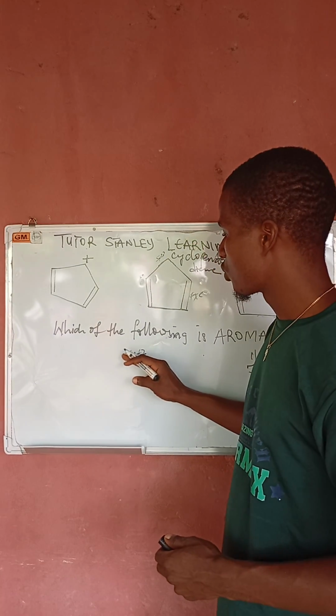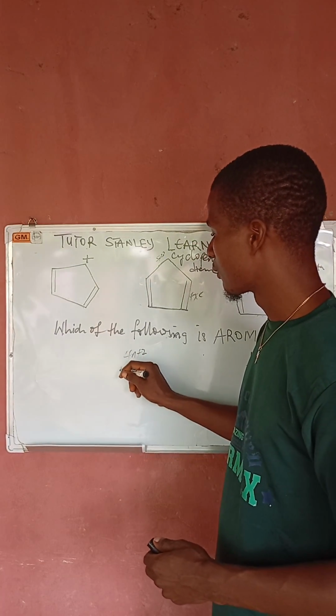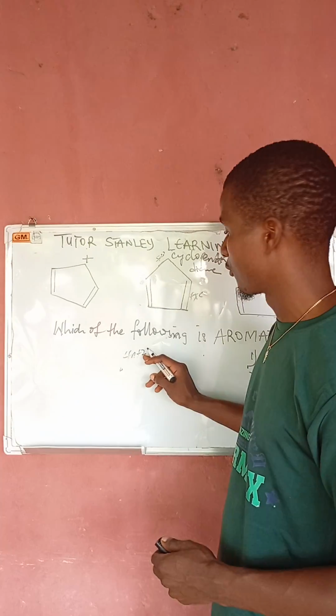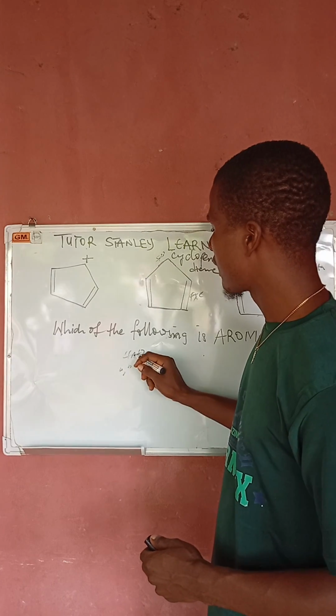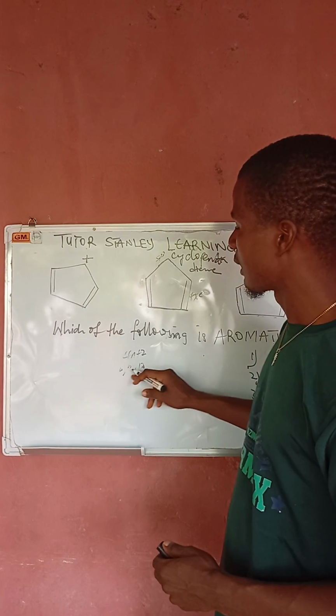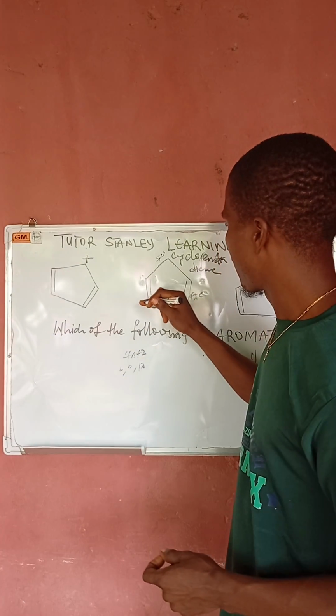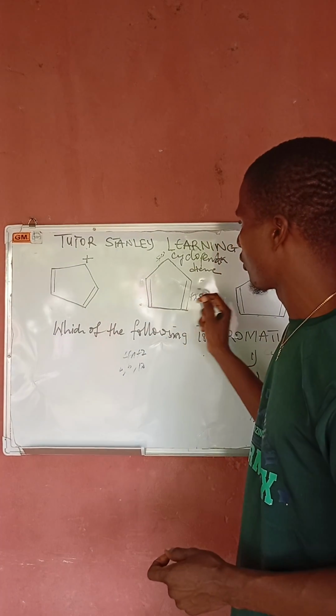So that's why this magic number is 4n+2. If we make n equal 0, 4 times 0 is 0, plus 2, that is 2, right? If you make n equal 1, 4 times 1 is 4, plus 2, that is 6. If you make n equal 2, it becomes 10. Successively like that, 4 by 4 by 4. So how many pi electrons do we have here? We have 4 pi electrons.